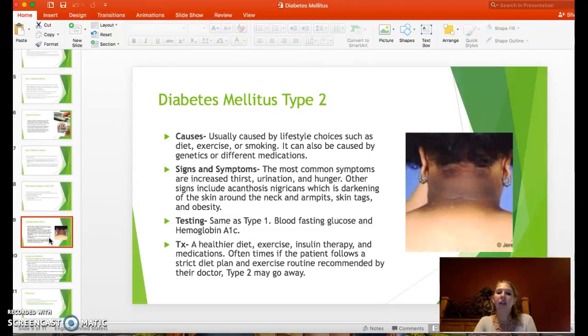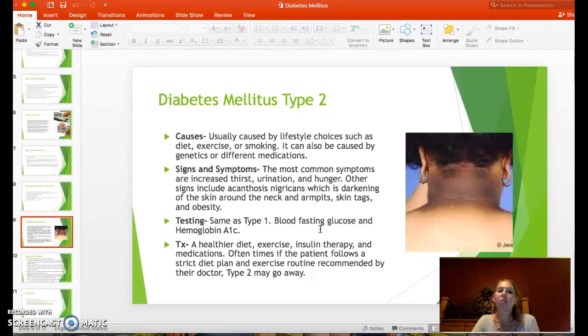Other signs include acanthosis nigricans, which is darkening of the skin around the neck and armpits. I have the picture right there. It's due to an increase of melanin production. So you're going to have darkening around the neck, folds, and also in the armpit area. And then you can also sometimes see skin tags and obesity. And then testing is the same as type 1.